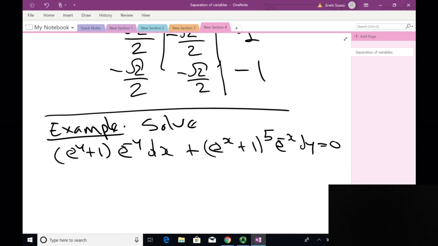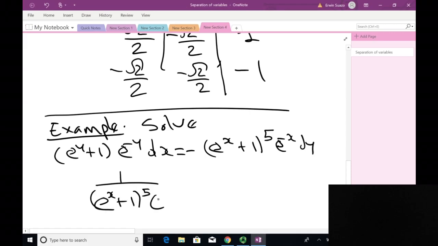We can leave x with x and y with y. So you move it to the other side, so you could write this like equals minus, right? And then move these guys down and the other guys to the other side. So 1 over (e^x + 1)^5 e^(-x) dx equals minus (e^y + 1) e^(-y) dy.